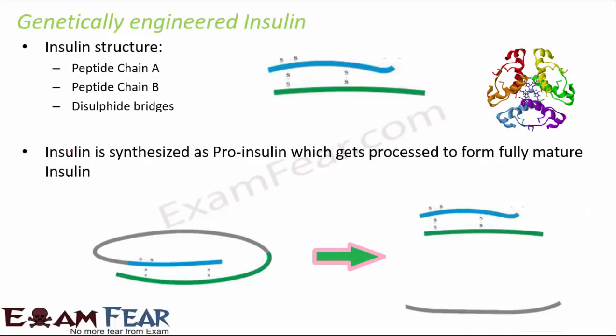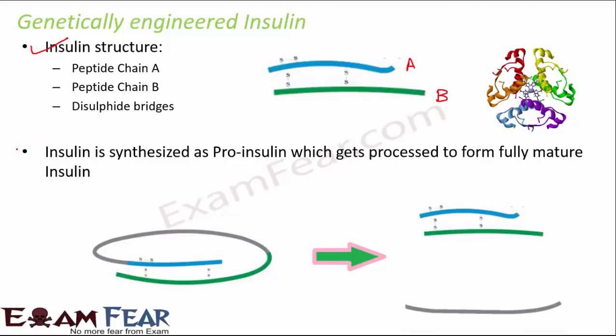Then comes genetically engineered insulin. Now, this is a very important application of biotechnology. If you look at the structure of insulin, it has a peptide chain A, peptide chain B, and disulfide bridges. So this blue line which you see is chain A, the green line is chain B, and these are the disulfide bridges which provide linkage between chain A and chain B.